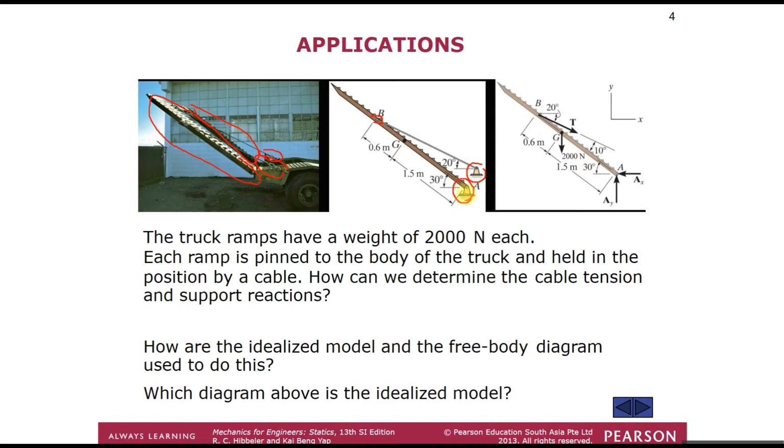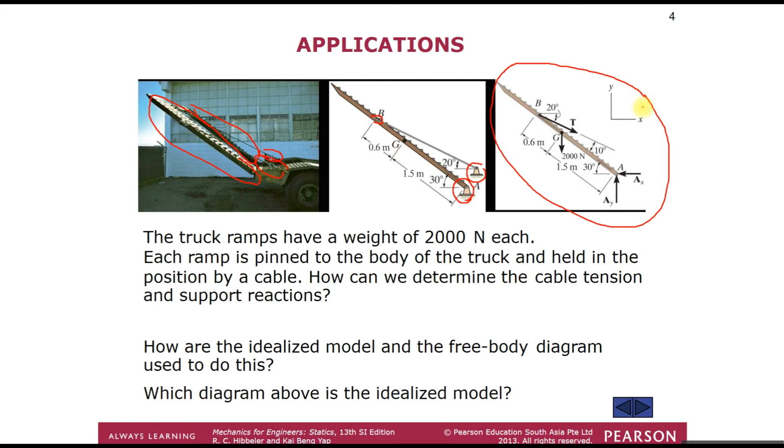by a support so that it can be placed in a rotation motion, with an angle of 30 degrees between the support of the ramp itself and 20 degrees to the x-axis on the support A. It has a centroid, center of gravity, point G, that is a distance of about 1.5 meter from support A. Okay, this is how we draw the ramp itself.